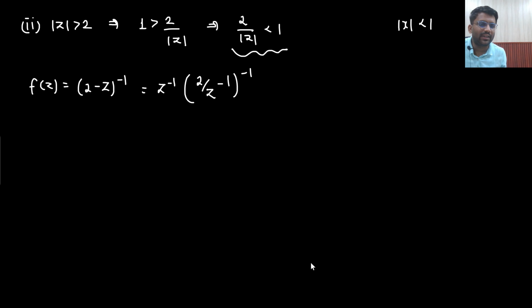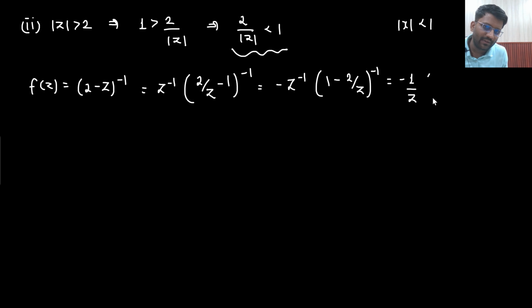Why do I need to take the minus sign outside as well? Because I remember the expression for 1 minus x to the power minus 1. So I will take the minus sign outside as well. If I take the minus sign outside, what will I be getting? Minus z to the power minus 1, 1 minus 2 by z to the power minus 1. So it is coming out to be minus 1 by z, 1 minus 2 by z to the power minus 1.